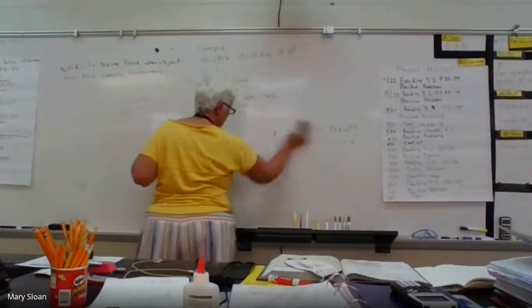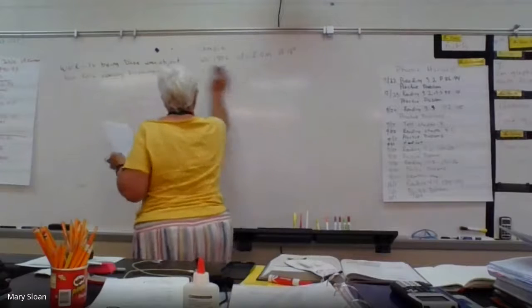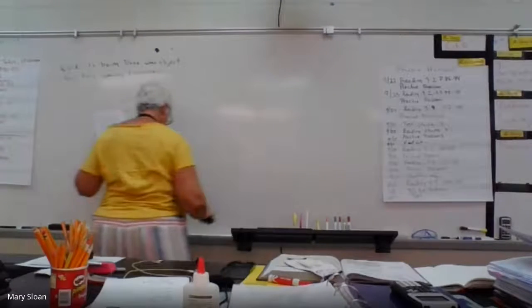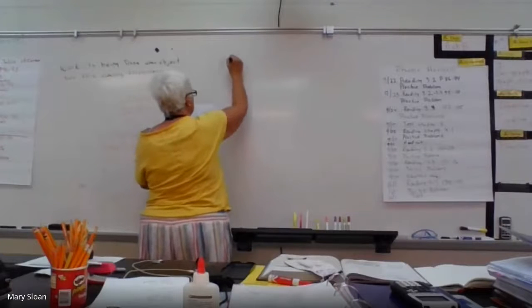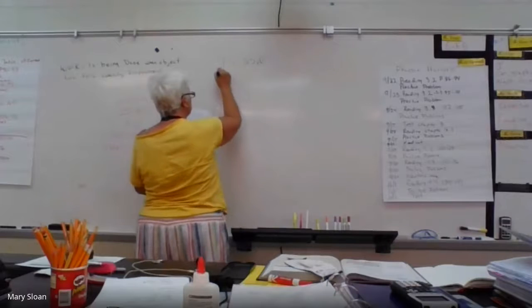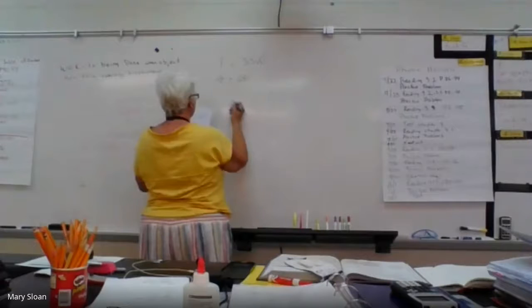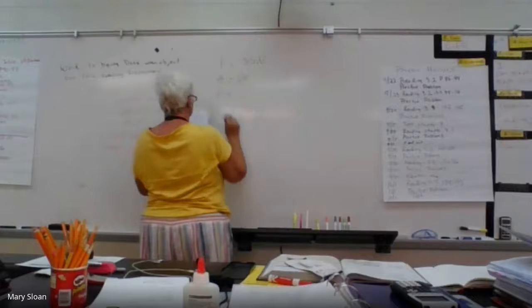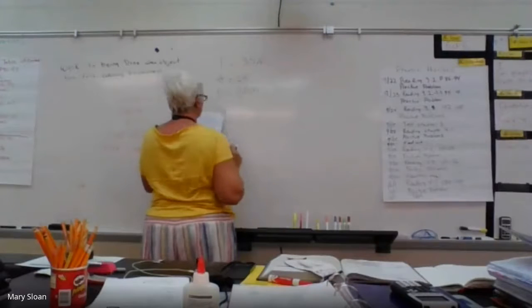So the first thing I want to ask you is, what is the force from this word problem? 35. Yes, ma'am. So my force is 35 newtons. Very good. What is my angle? 25. Thank you. And then what is my displacement? 50. Yep. 50 meters, correct?